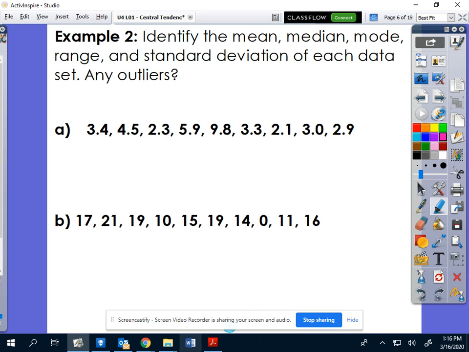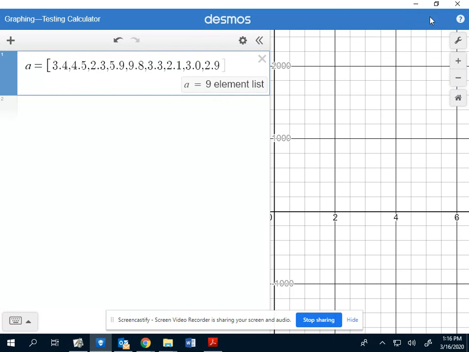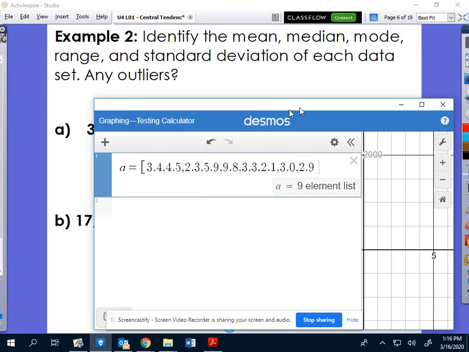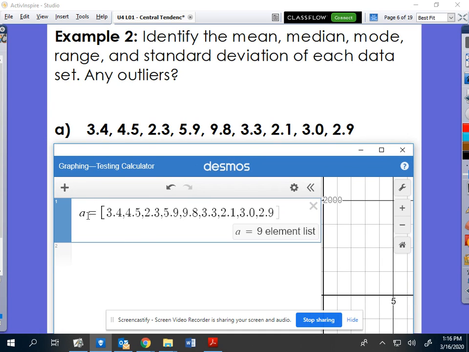So here's some data, and we're going to pull up our DESMOS screen, and you can see that I've already got it here typed in. You'll see that I have A equals, and I'm just using A. It's the first letter of the alphabet. That's the only reason I'm using it, but we could use B if we wanted to.